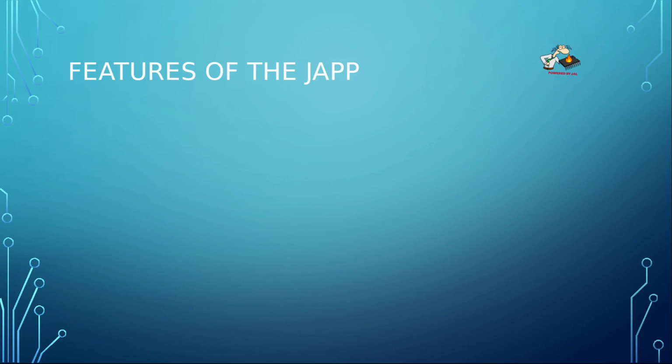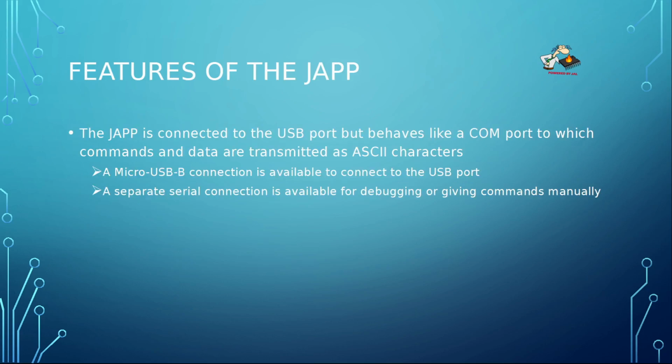So what are the features of this PIC programmer? It's connected to a USB port, but it behaves like a COM port, so you can send commands and data as ASCII characters. There's a micro USB-B connection to connect the PIC programmer to the USB port. But there's also an additional serial connection, which is used for debugging, but also you can give commands manually.